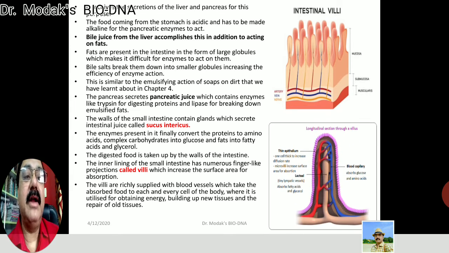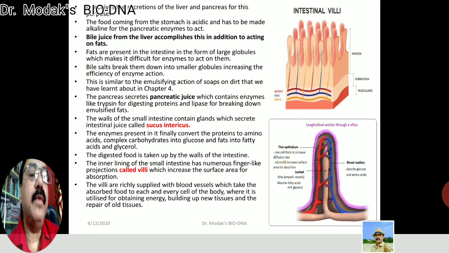In this particular diagram you can see one of the villi, the outer lining of the villus. You can see these epithelial cells which have projections on them, and therefore they increase the surface area. But inside you can see the red color artery, blue color vein, and then there is a white color lacteal. So lacteal is a vessel that selectively absorbs fats, fatty acids and glycerol.